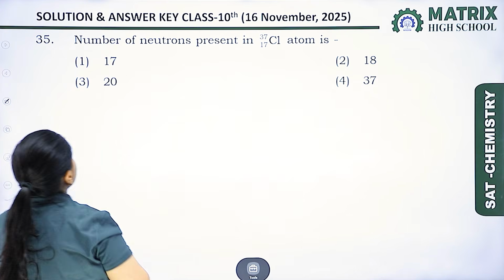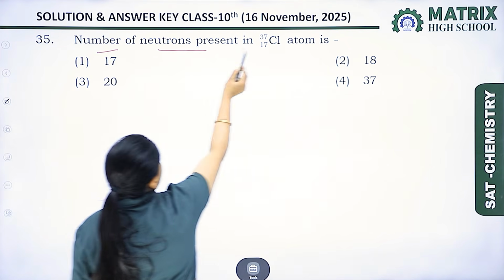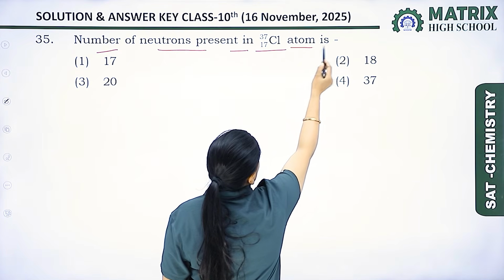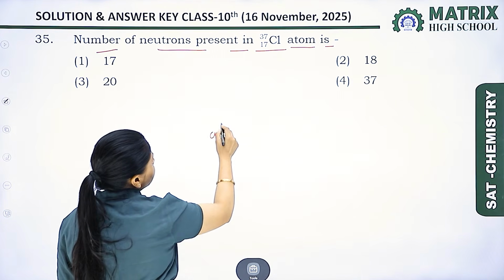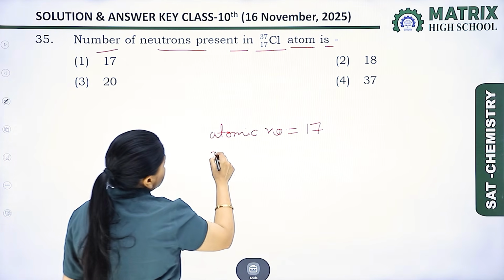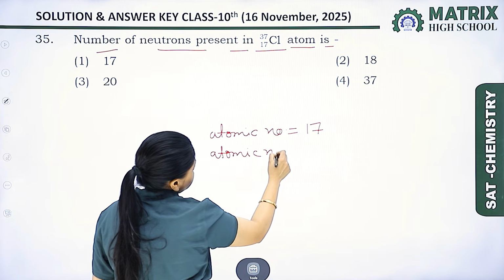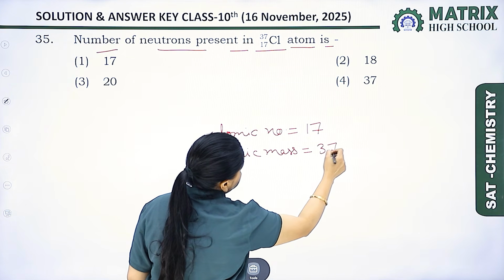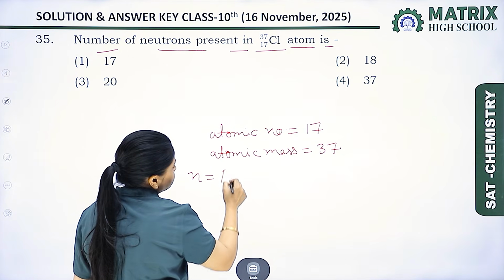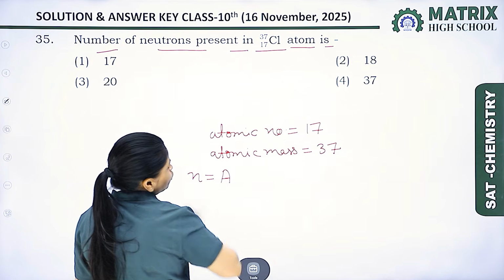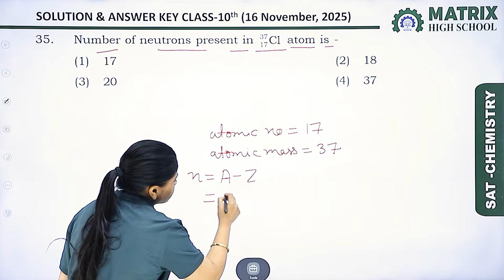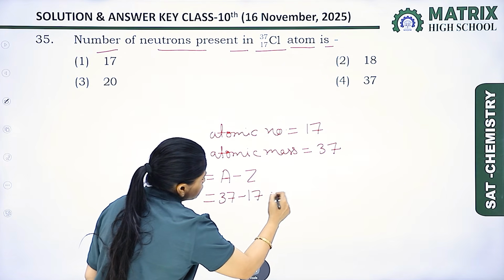Now question 35 is, number of neutrons present in chlorine-37 atom is, as we know that according to symbol atomic number is 17 and atomic mass is given as 37. So, the number of neutrons can be calculated by subtracting atomic number from atomic mass. So, we can get the number of neutrons 20.